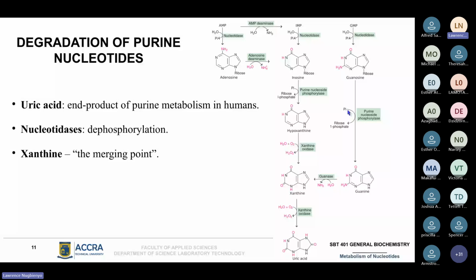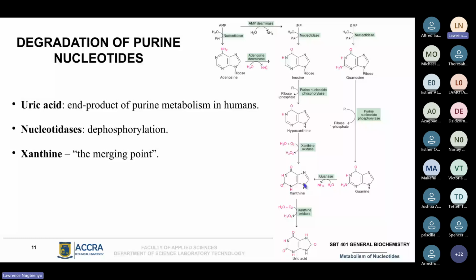We also see a similar reaction occurring with inosine, where the phosphate group comes in, and then there will be the removal of ribose 1-phosphate, giving us hypoxanthine. But you see, all of these paths come to join at one product, which is xanthine. So xanthine is the merging point of the breakdown of adenosine monophosphate, guanosine monophosphate, and even their parent molecule, which is inosine monophosphate. The degradation merges at xanthine.